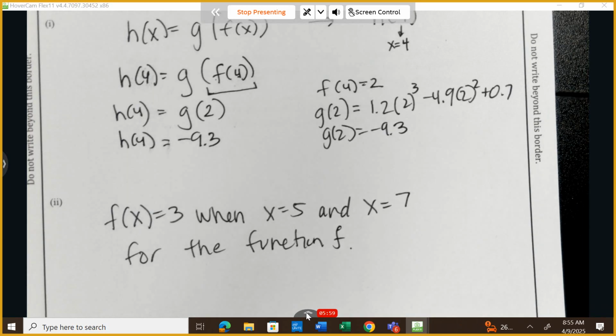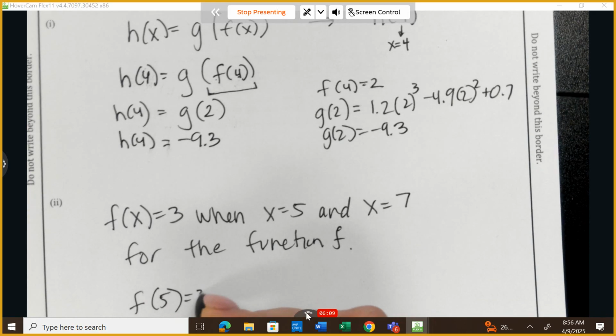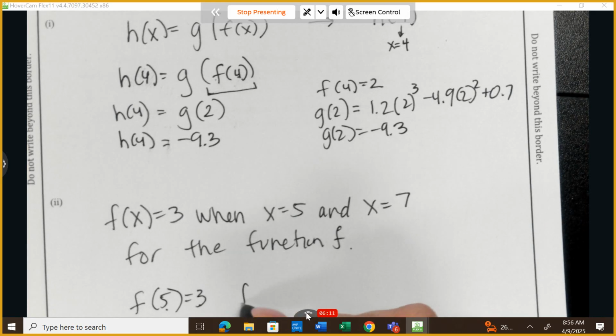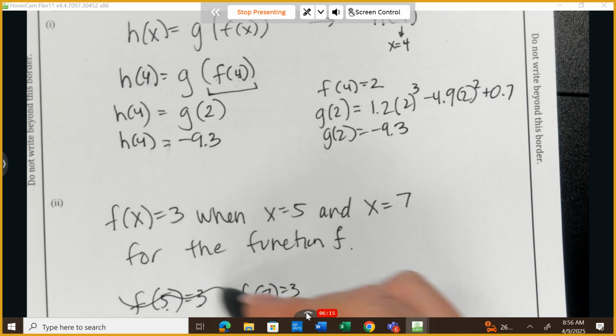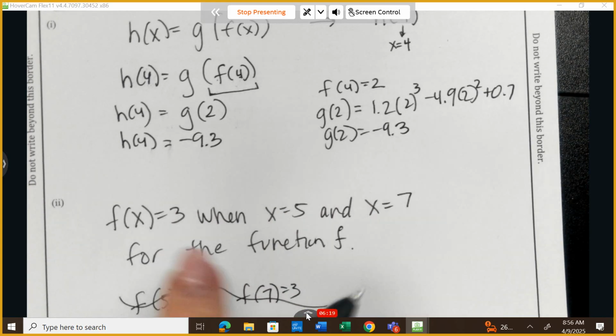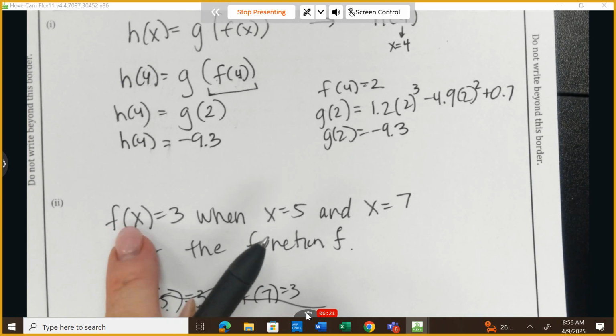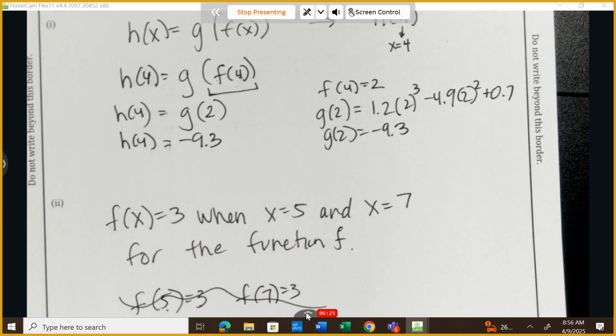Also, I would prefer you to write it like this. I think it's just a little more clear cut, but I believe this is right. My first thought, when I first did this, was to say, okay, so when the input value is 5, the output value is 3. When the input value for function f is 7, the output value is 3. But I believe that this is a more straightforward way of describing it: the function f will have an output value of 3 when x is 5 and also when x is 7.